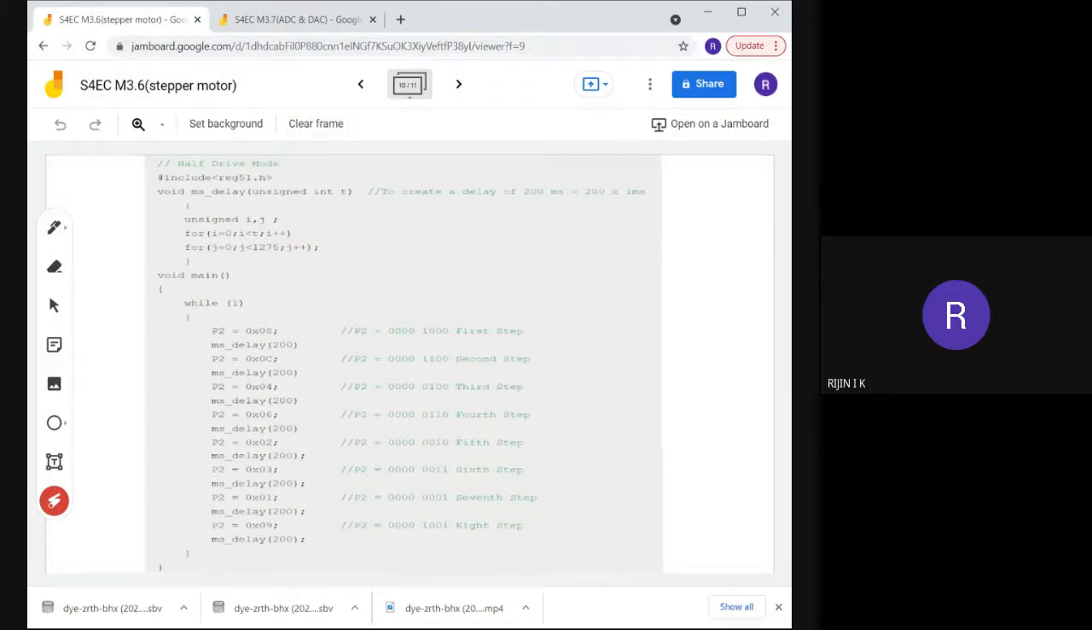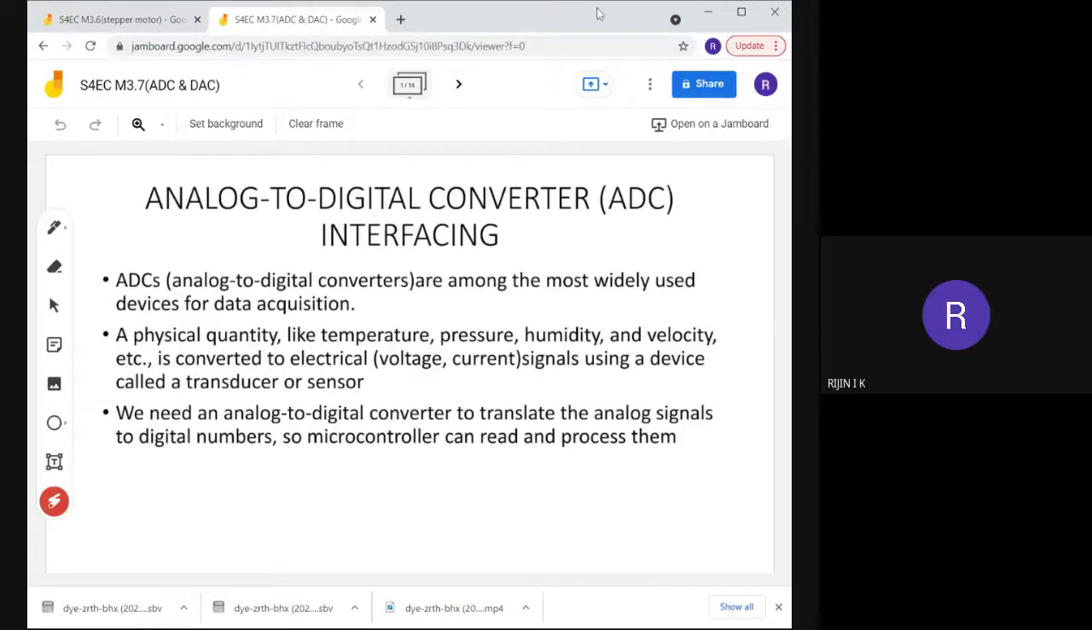Okay, then next one is analog to digital converter interface. Okay, analog to digital converter. What is analog to digital converter?